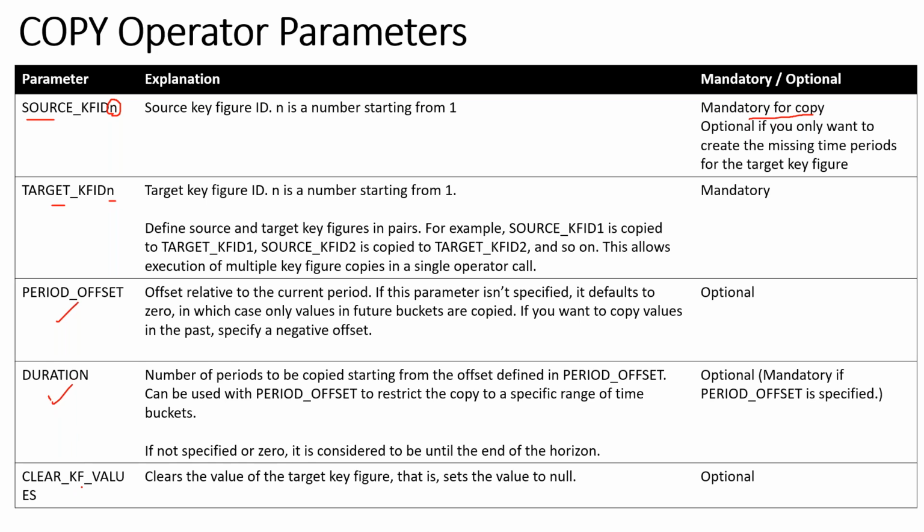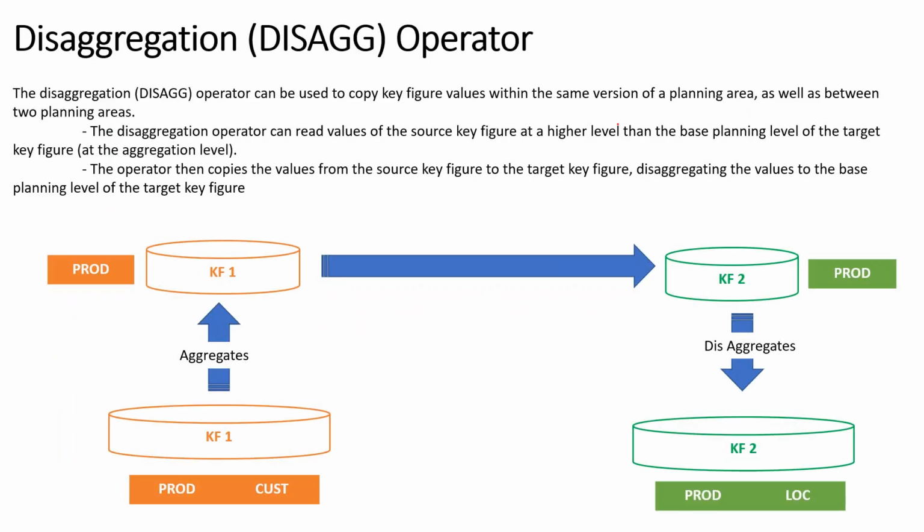Clear_kf_values is for clearing all the target key figures and then setting them to null. So now let's get back to the system and then try to configure one.